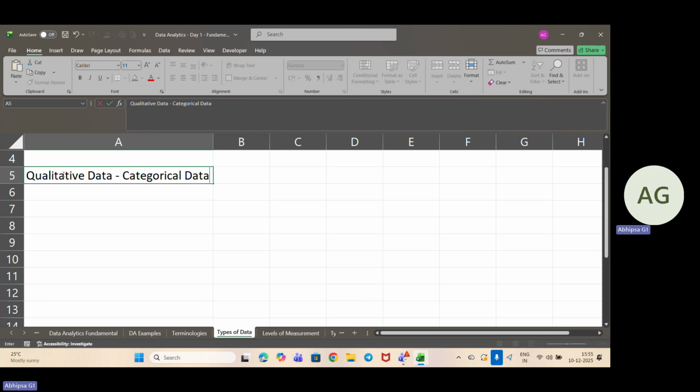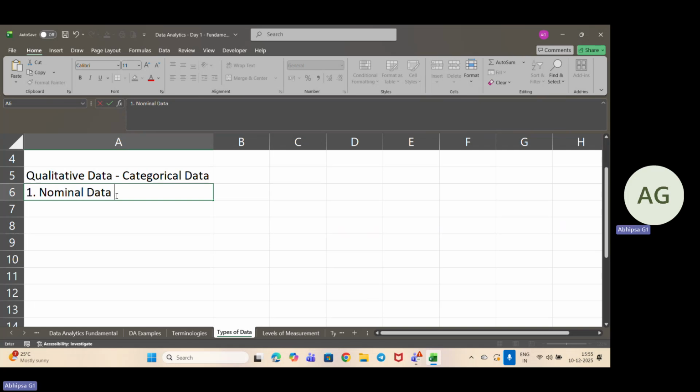So why do we need this qualitative data? This is the very initial and very important question. It helps us to understand the groups, the categories, and the labels in data. It helps us understand the groups and categories that are inside the dataset, and also the labels that are present inside the data. Inside qualitative data, there are some divisions. The very first one is nominal data.